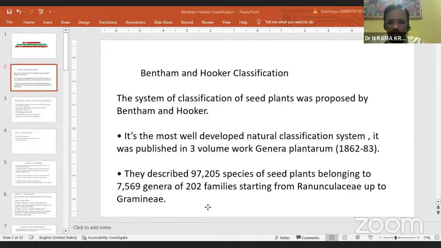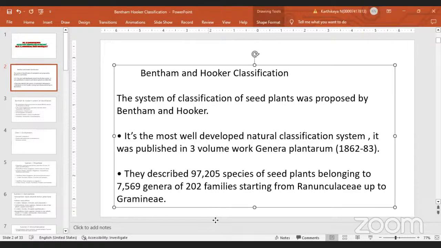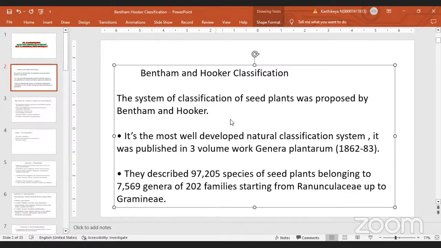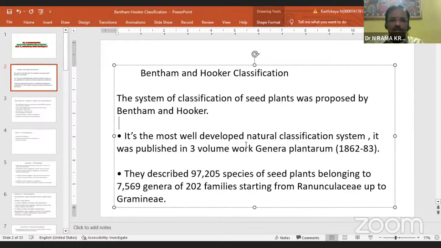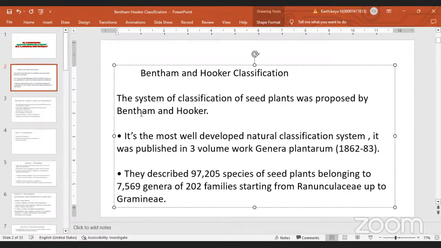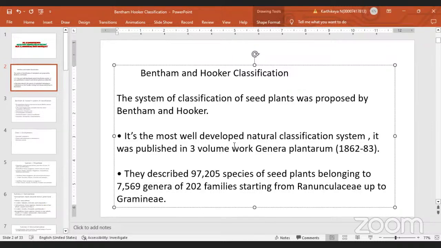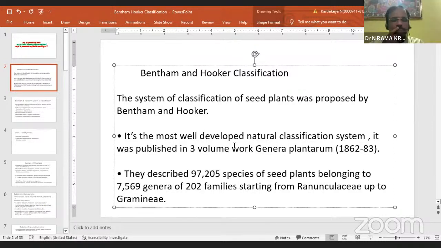Yes, Jayalakshmi. Sir, Bentham Hooker. You see this is the slide. Natural classification. Very good. This is a natural classification, supported by the system of Bentham and Hooker. The classification is only for seed plants. Seed plants means Angiosperms, the flowering plants. Is it okay now?